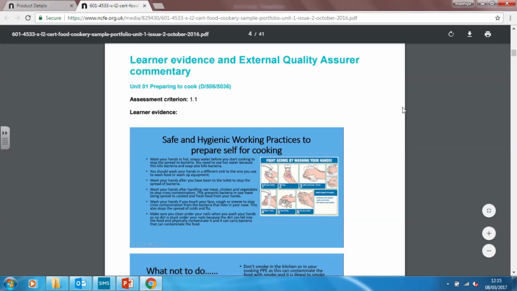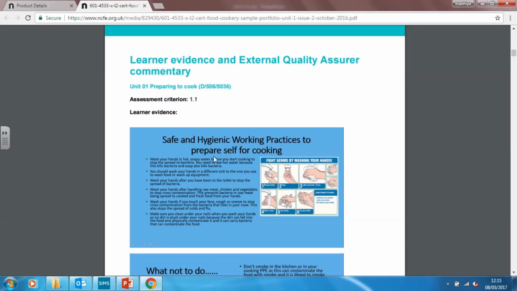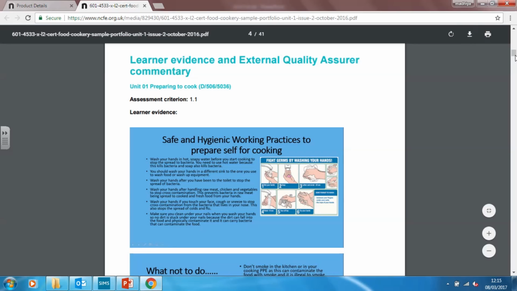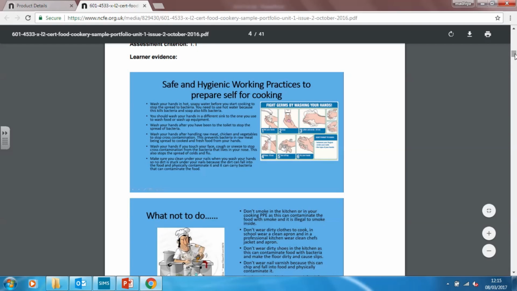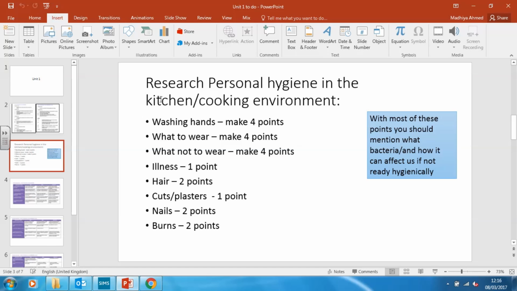If you were to set yours out, I would expect to see detail. I don't expect it to be exactly the same. As I've said, copying and pasting and plagiarizing is not going to work. Everything has to be in your own words. These are just examples. You need to satisfy the criteria for 1.1: describe safe and hygienic working practices to prepare yourself for cooking. That is all you really need to know to be able to satisfy that criteria. On this slide is everything you need to mention, and you can pause the video to find this information.